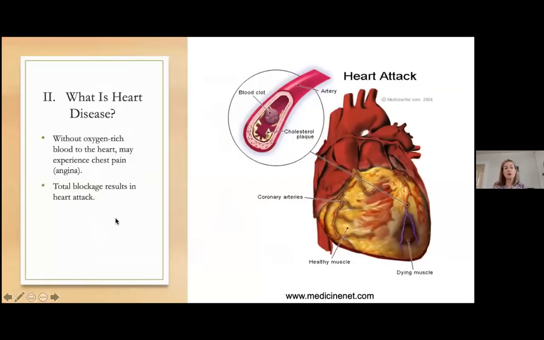So when one of these arteries gets blocked inside the heart, that's what you call a heart attack, because that muscle doesn't get the oxygen that it needs, and then it dies. And it can be fatal if it's enough of a blockage.